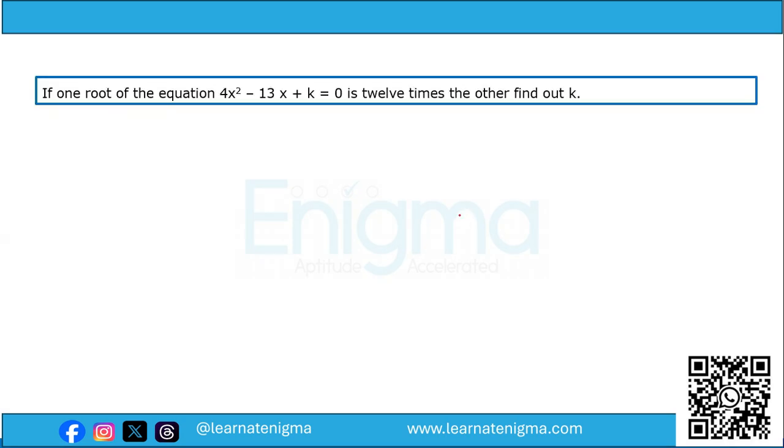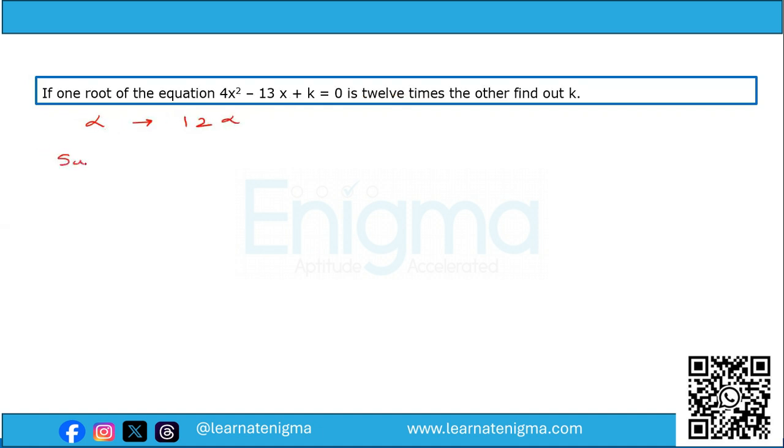If one root of the equation 4x² − 13x + k = 0 is 12 times the other, find out k. Now, let's assume the root as alpha. So therefore, the other root will be 12 times, that is 12 alpha. So these are the two roots we have.